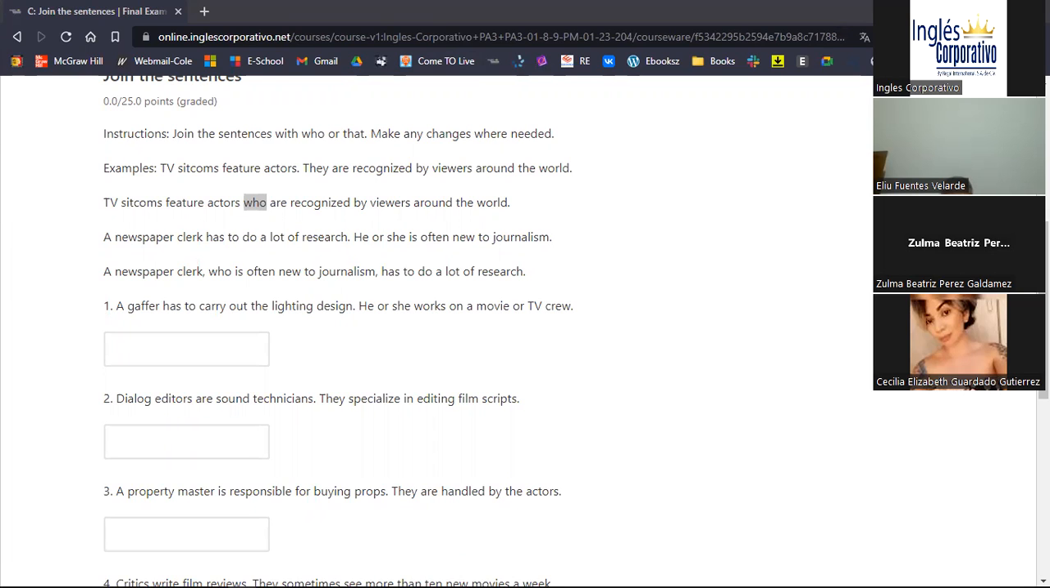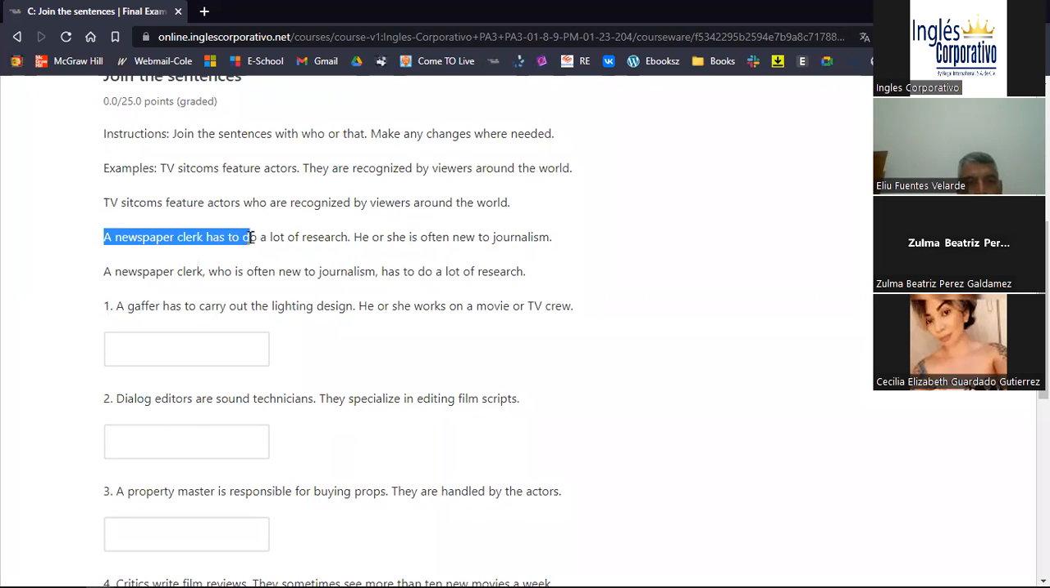Okay, very good. Then another example: a newspaper clerk has to do a lot of research. He or she is often new to journalism. A newspaper clerk who is often new to journalism has to do a lot of research, okay? So in that case, all we have to do is make the necessary changes as the instructions ask you. Now, what are we doing here?